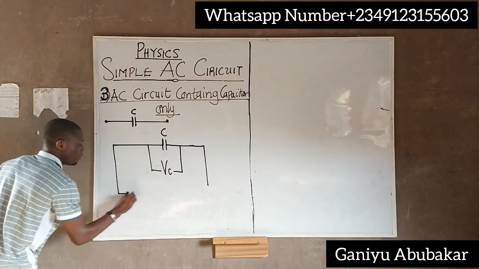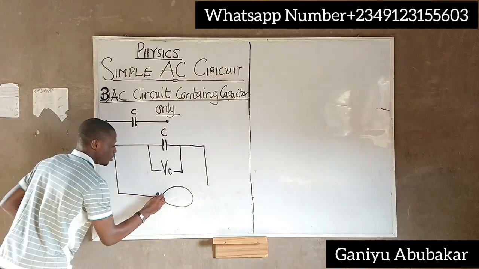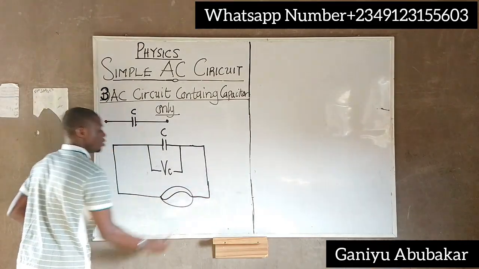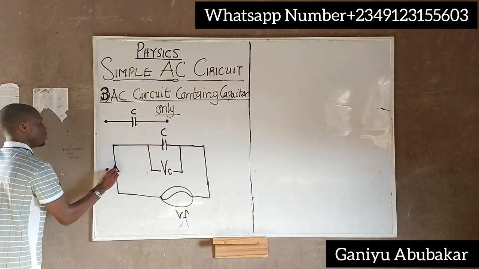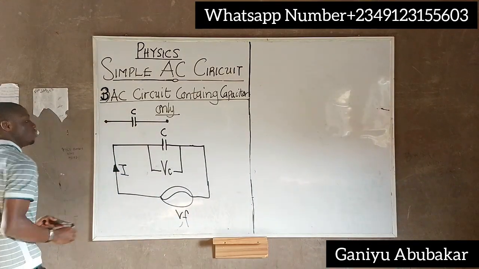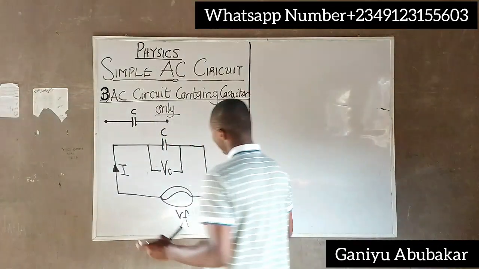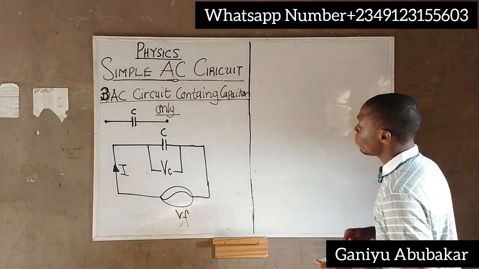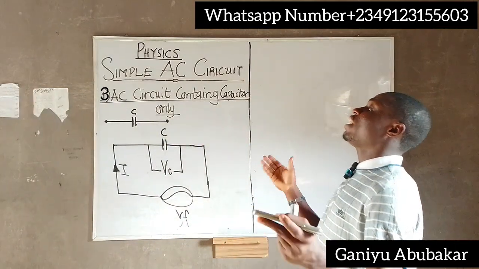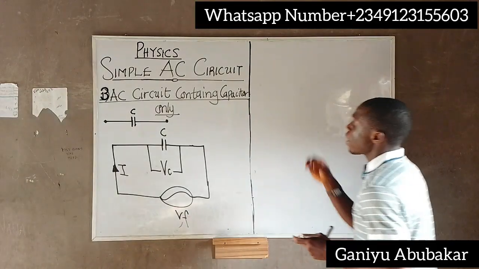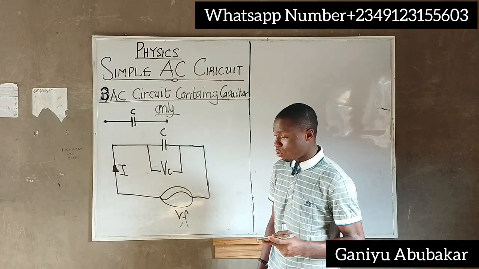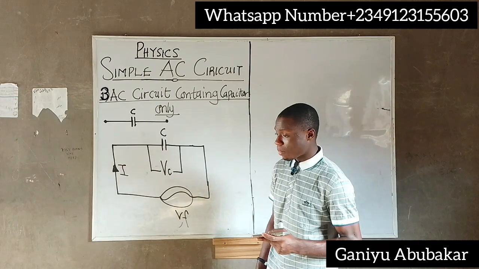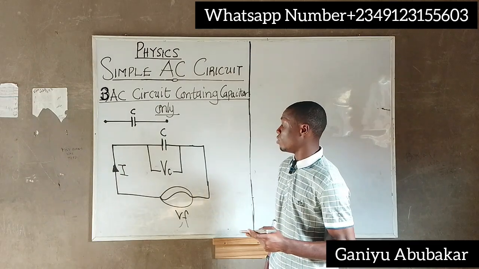Move on down. I have this one here. So this is your VF, and this is your current I. So this is your diagram for an AC circuit containing capacitor only. This is a diagram for an AC circuit containing capacitor only.